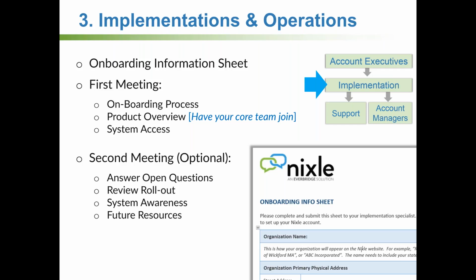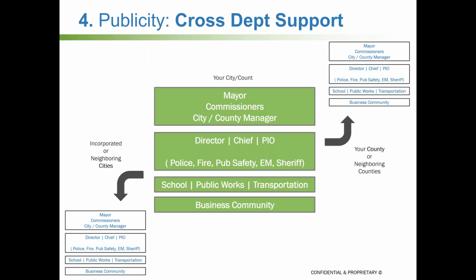In that second optional meeting, we'll point you to a very rich resource library that's accessible through your agency.nixle.com, and you'll be able to find every single answer that you could potentially have within that library. So really, those are the first 3 out of the 7 steps. If you follow the recipe as best you can, you're going to be off to a really great start.